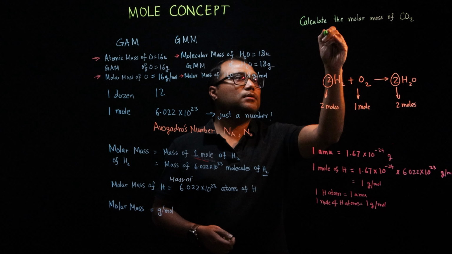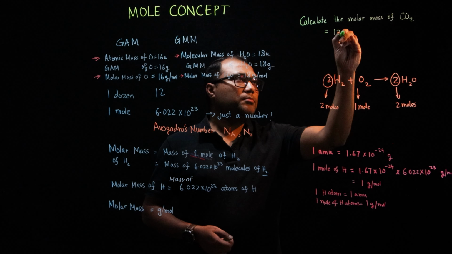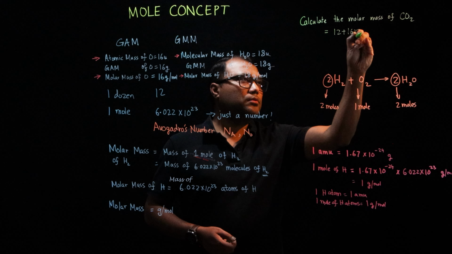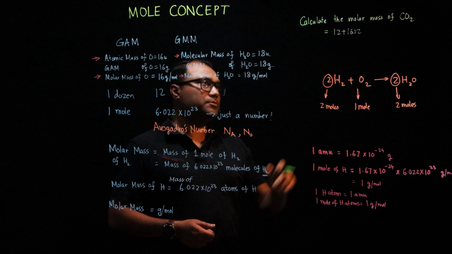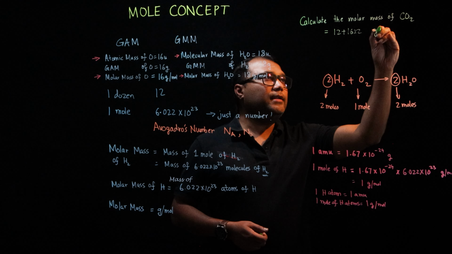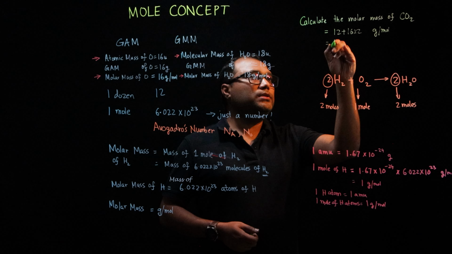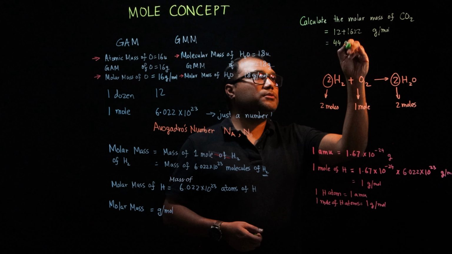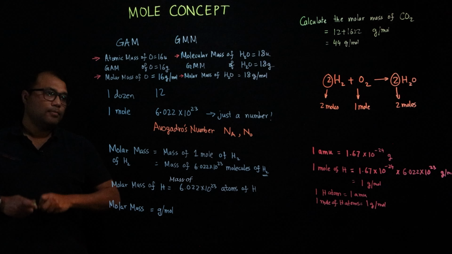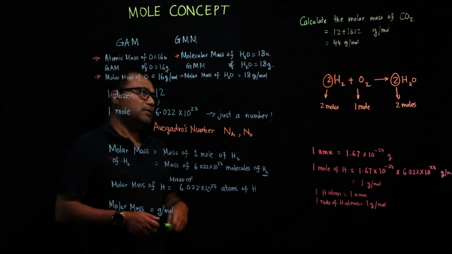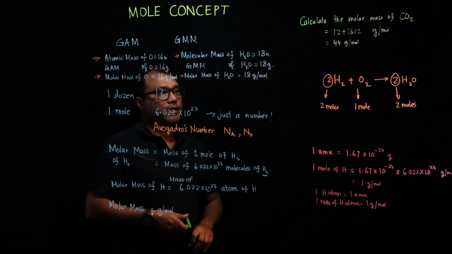What will be the answer? It will be carbon is 12 plus 16 times 2. 16 is oxygen's atomic mass, times 2. That many grams per mole, or 12 plus 32, which is 44 grams per mole. So molar mass is nothing but the mass of 1 mole of carbon dioxide.